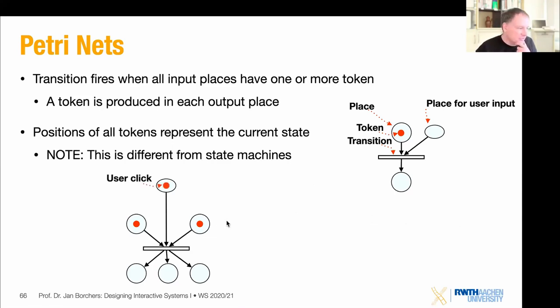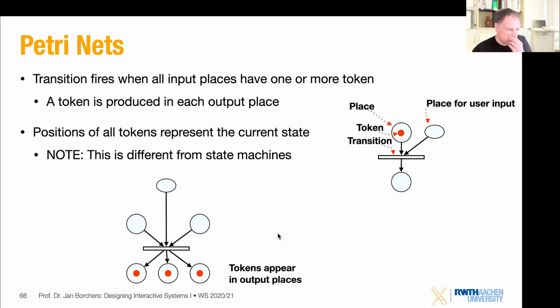So for example, if this transition here, this round flat thing, is simulating a user action, like a user input. Let's say the user clicks. What would then happen is the transition fires, all 3 tokens get consumed, they disappear, and the tokens appear in the output places, right? That's how we have to think about this.